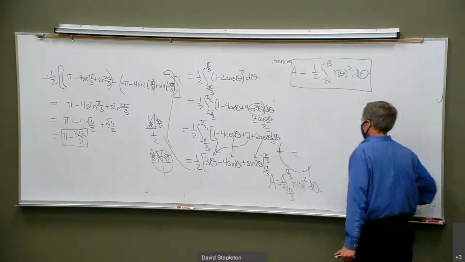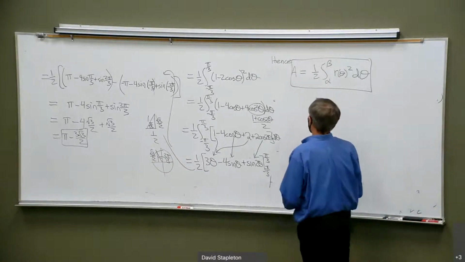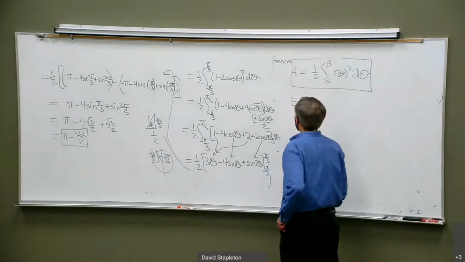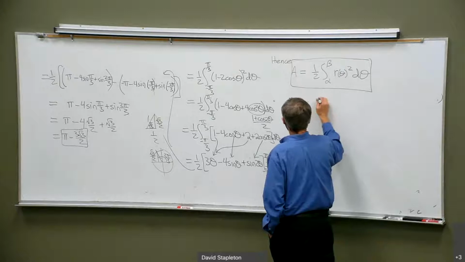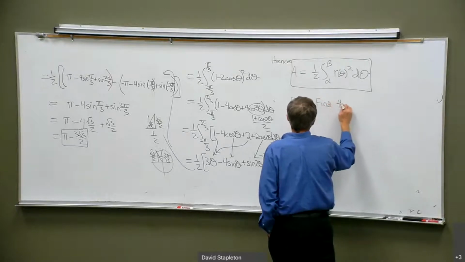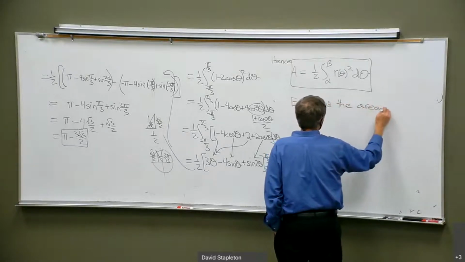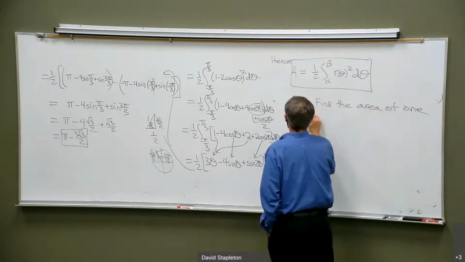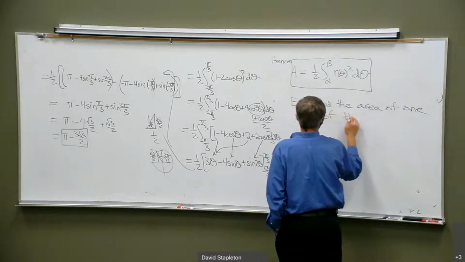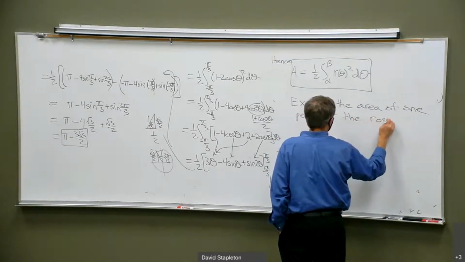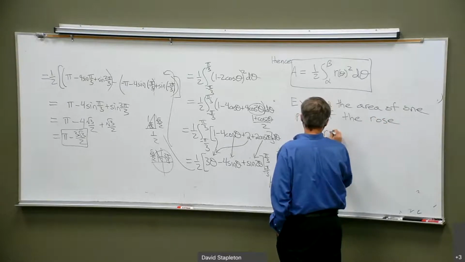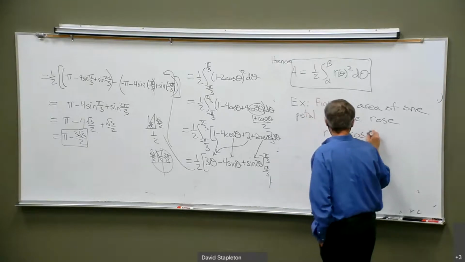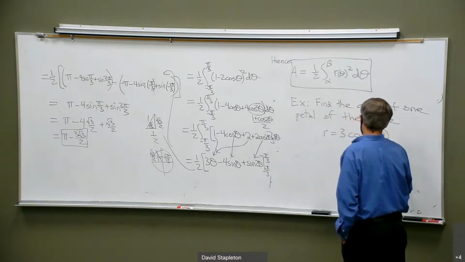Talk to the wall. So here's one more, the last one. We talked about roses, right? Find the area of one petal of the rose r equals 3 cosine 2 theta.